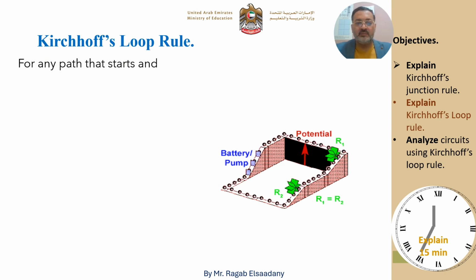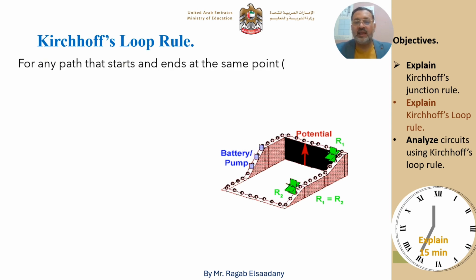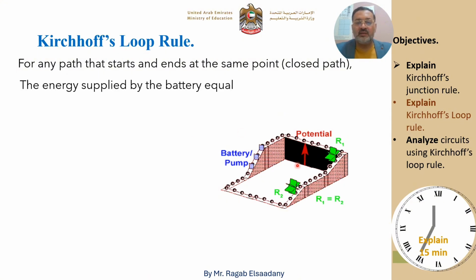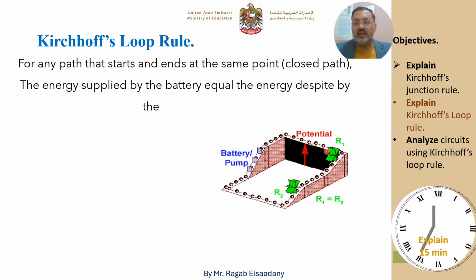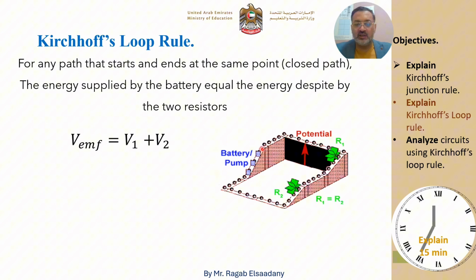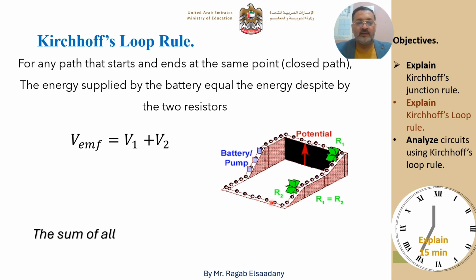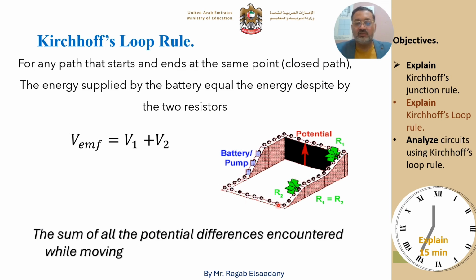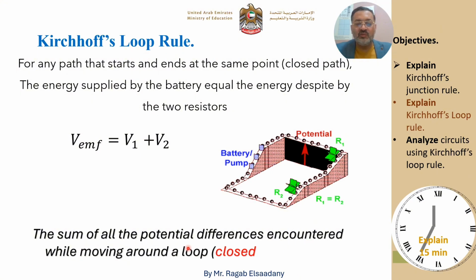For any path that starts and ends at the same point, a closed path, the energy supplied by the battery equals the energy dissipated by the two resistors. V EMF for the battery is equal to V1 for the first resistor plus V2 for the second resistor. The sum of all the potential differences encountered while moving around the loop, a closed path, is 0.